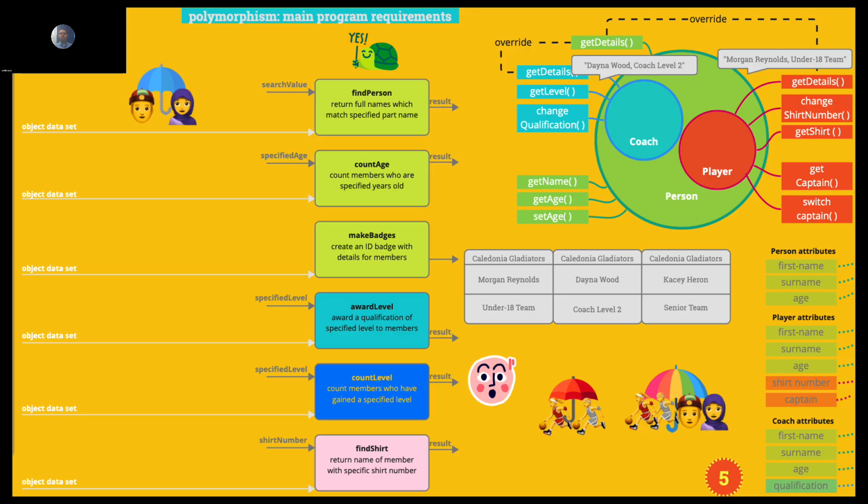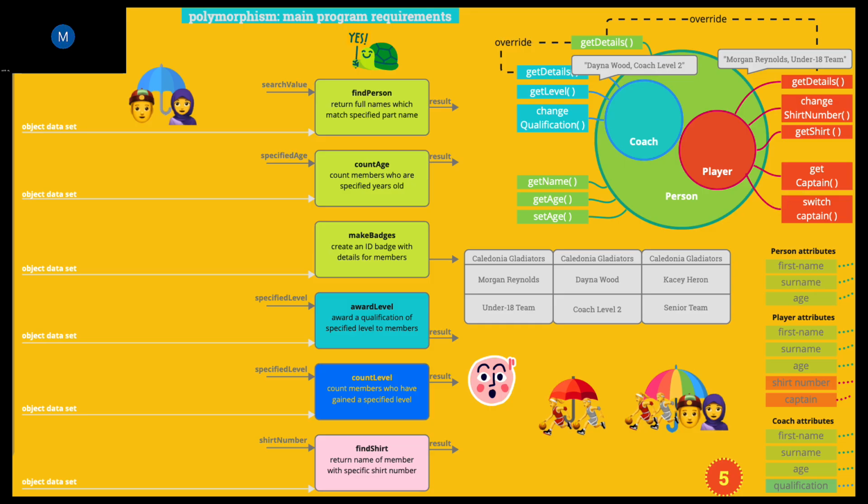And you can see some example data. Dana Wood, the coach level 2, and Morgan Reynolds on the under 18 team. And we're going to be using that to enable badges to be made. You can see some examples of those badges just below the Venn diagram. We've also got new getter methods of get level, get shirt, and get captain, just to free up a little bit more scope for us with what we want to work with just now.